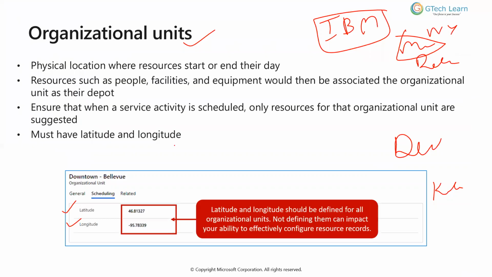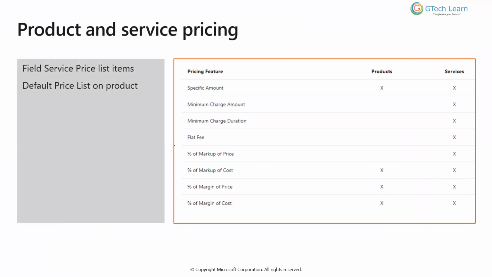Now let's move ahead again. After the organizational unit, we have some options available for product and service pricing. In the field service app, we can always create our own price list depending upon the different products we are dealing with, the different customers we have, or the different geographical areas we are working in. So we can create a specific price list based on my product or the services we are offering in those locations.